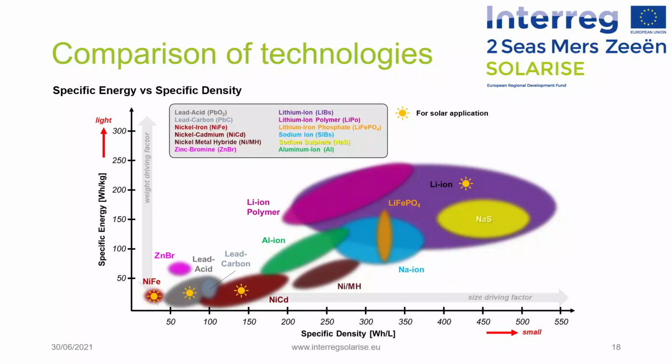Higher is the specific energy and lighter is the battery technology, higher is the specific density and smaller is the battery technology. And as you can see in terms of pure performances, lithium-ion technology are clearly dominating. Nevertheless, some technology are also of interest, especially the lithium-ion polymer batteries, the sodium sulfate batteries, and the sodium-ion batteries.